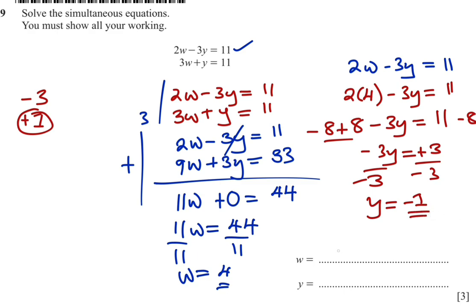So I can record the answers here: w is 4, then y is -1. I've answered the simultaneous equation, and for this I have 3 marks. The question reads, solve the simultaneous equation. You must show all your working. So this shows all my working. This is how you basically answer the question.